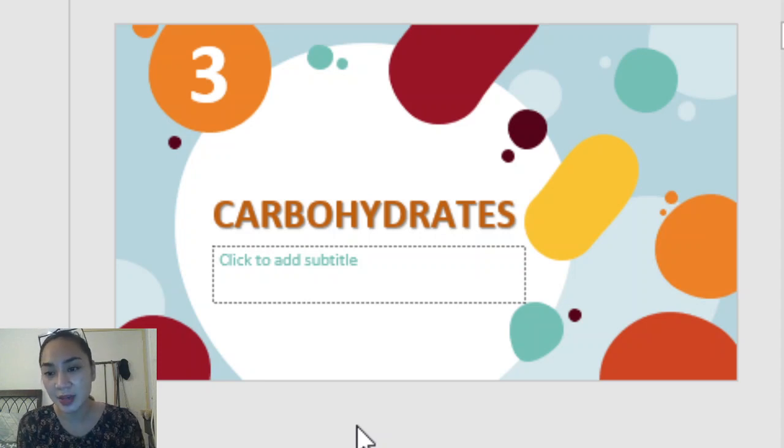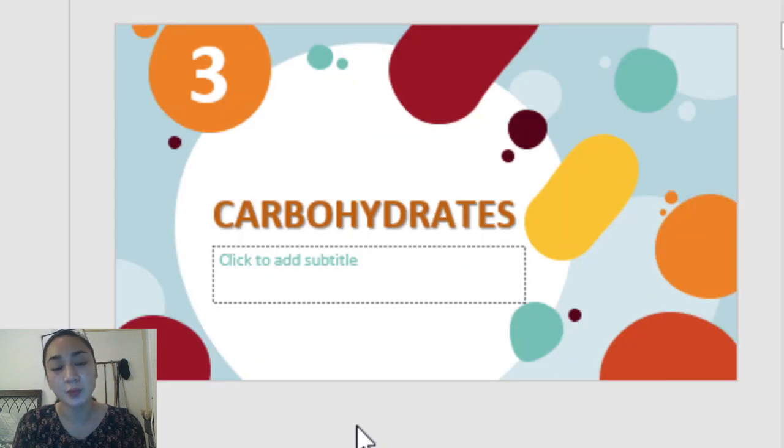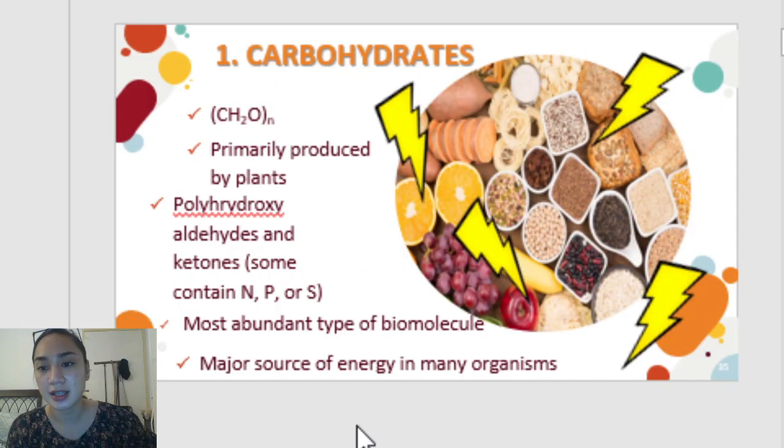So, next, we have carbohydrates. So, ito yung kanina. So, mas palalawakin lang natin, no? More on about carbohydrates. So, we'll skip this kasi parang review lang to.